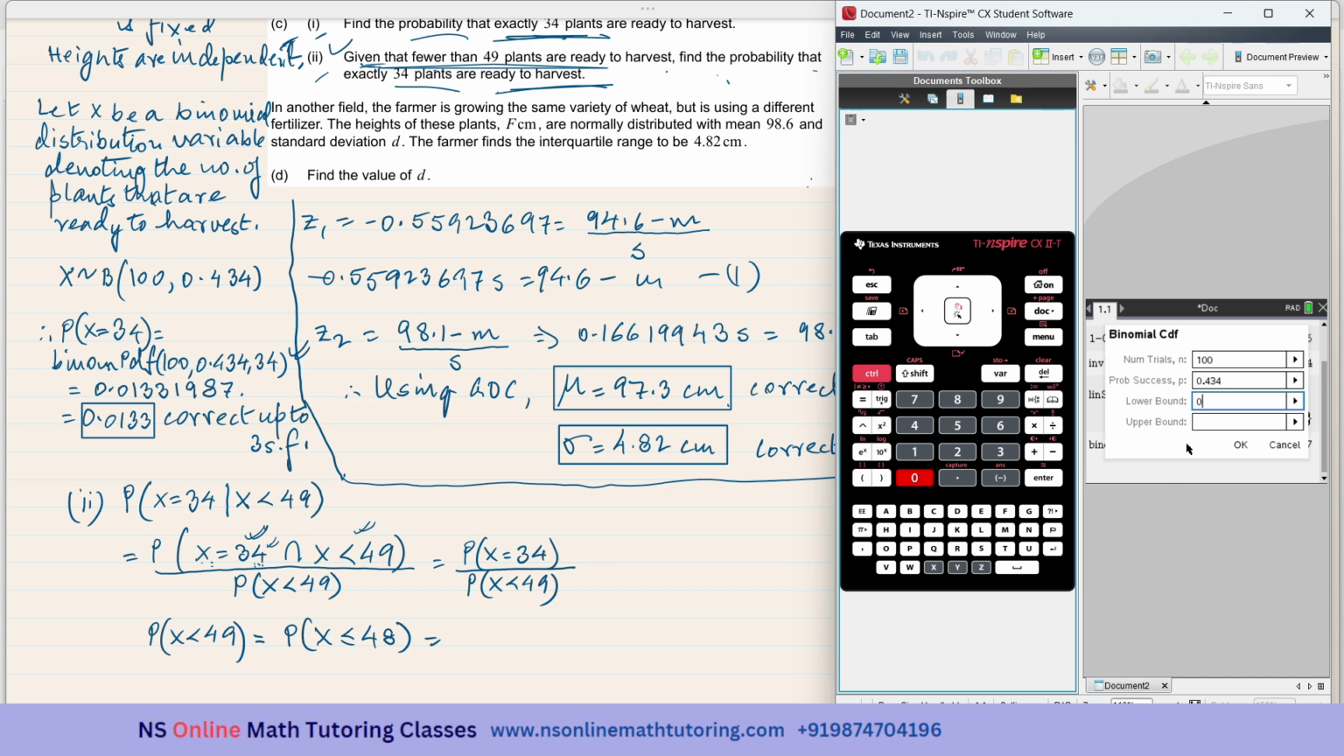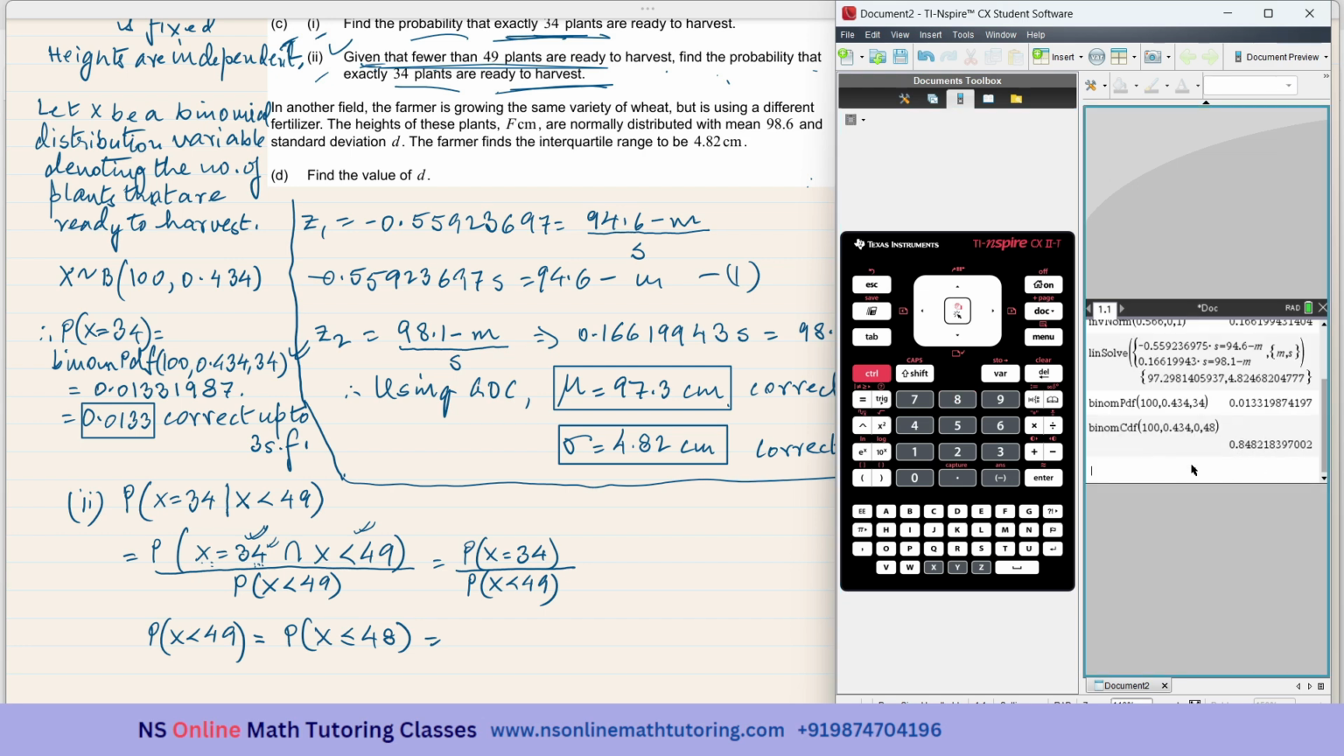So the upper bound will be 48. This you have to remember, because it is X less than 49. Don't write the number 49, you will be going wrong. This is a binomial distribution variable, not a continuous distribution. So the lower bound is 0 and the upper bound is 48. But first of all, binom CDF. Let us write that.